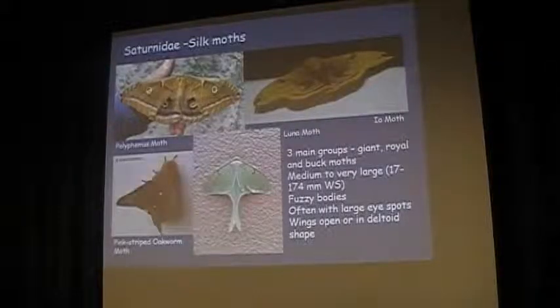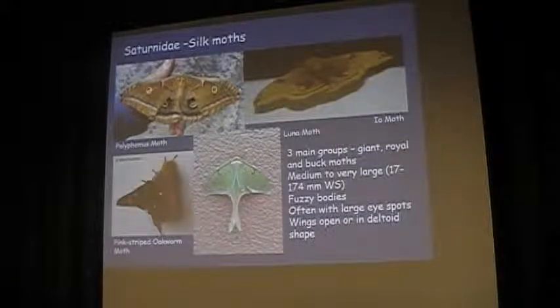Then you have the really charismatic ones, the giant silk moths, the Polyphemus and Luna moths and such. There are three main groups: giant, royal, and buck moths. We only have two species of buck moths, and the Io moth is one of them. The giants are these guys, like the oakworm moths, and then the royals include the Polyphemus moth. Medium to very large, of course.